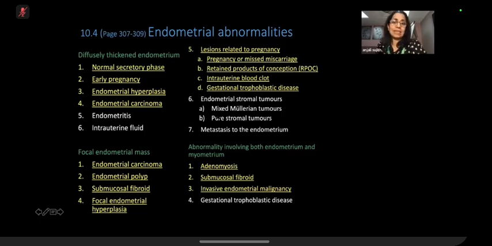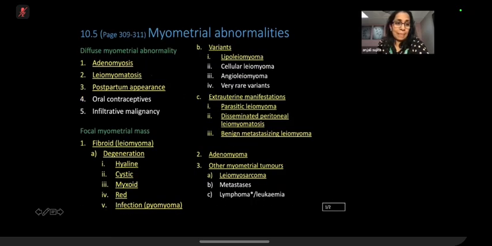So your Chapman has classified endometrial abnormalities into diffuse and focal abnormalities, conditions having both endometrial and myometrial abnormalities, and focal and diffuse myometrial masses. But in this session, we will be focusing on endometrial CA, fibroids, and adenomyosis.